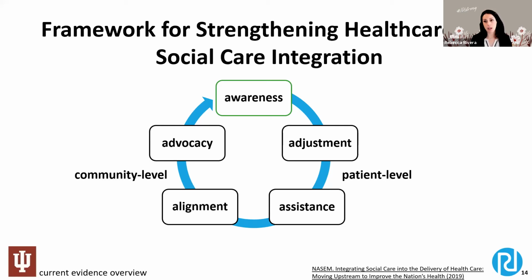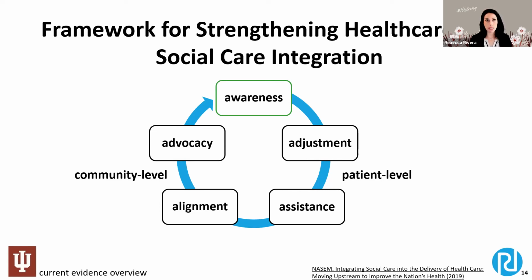So it's really just getting a handle on what the need is, what the prevalence of the need is, what the attitudes and perceptions of both clinicians and patients are toward addressing these needs, and what the clinic's population looks like in regard to these needs. And then once we have a handle on what the population is looking like, we move on to adjustment, and that is just adapting patient care to accommodate for the social needs.